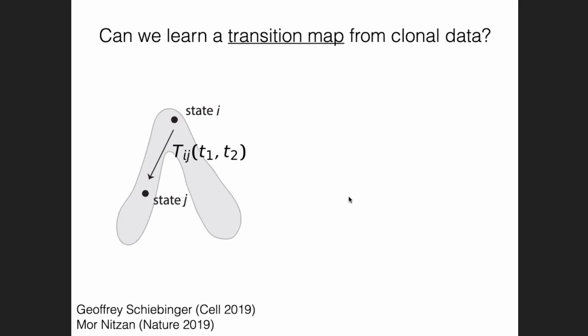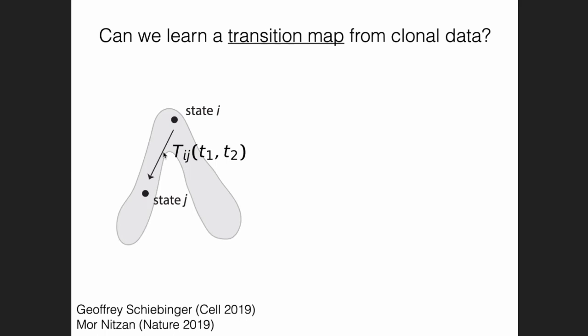So what we're going to do to try to address this problem is to root it in some mathematical thinking that Jeff Schiebinger and also some contributions from Maureen Itzan have really developed in thinking about dynamic processes, which is this notion of thinking about dynamics of states through a transition map.